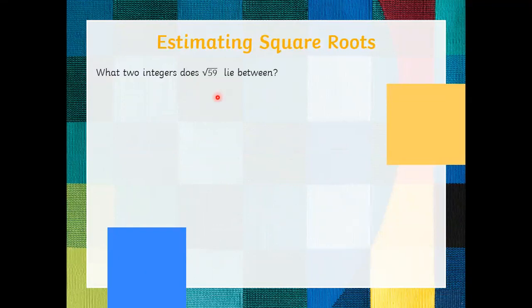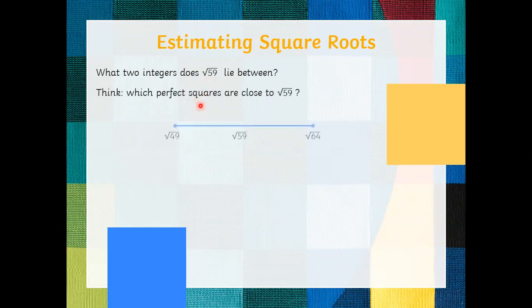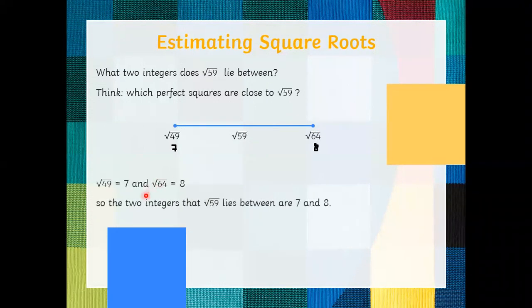Estimating square roots. What two integers does the square root of 59 lie between? Think, which perfect squares are close to 59? So the square root of 49, which is 7, and the square root of 64, which is 8. So now we can see clearly the integers that it lies between. We have the root of 49 equal to 7, and the root of 64 is equal to 8. So the square root of 59 lies between 7 and 8.